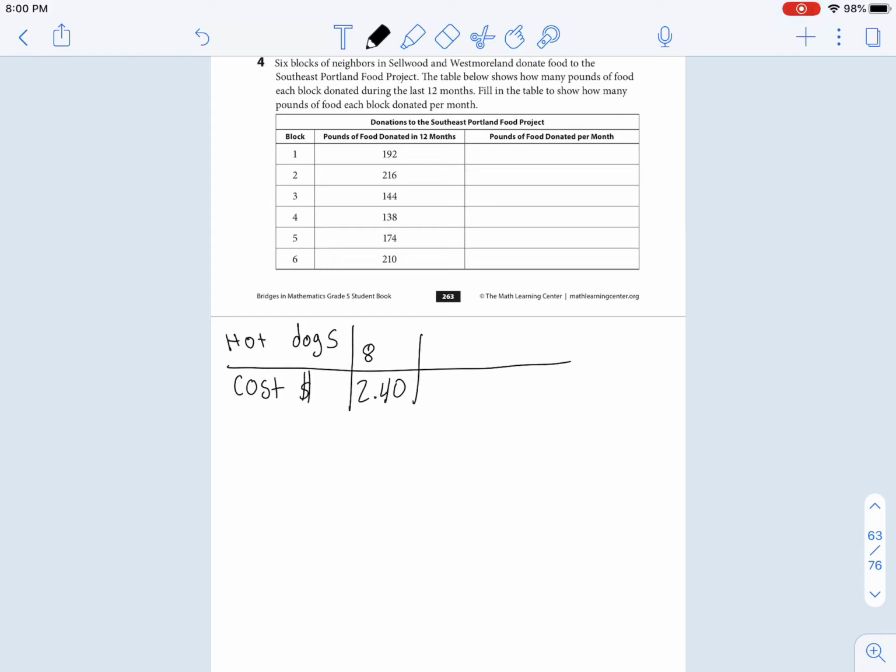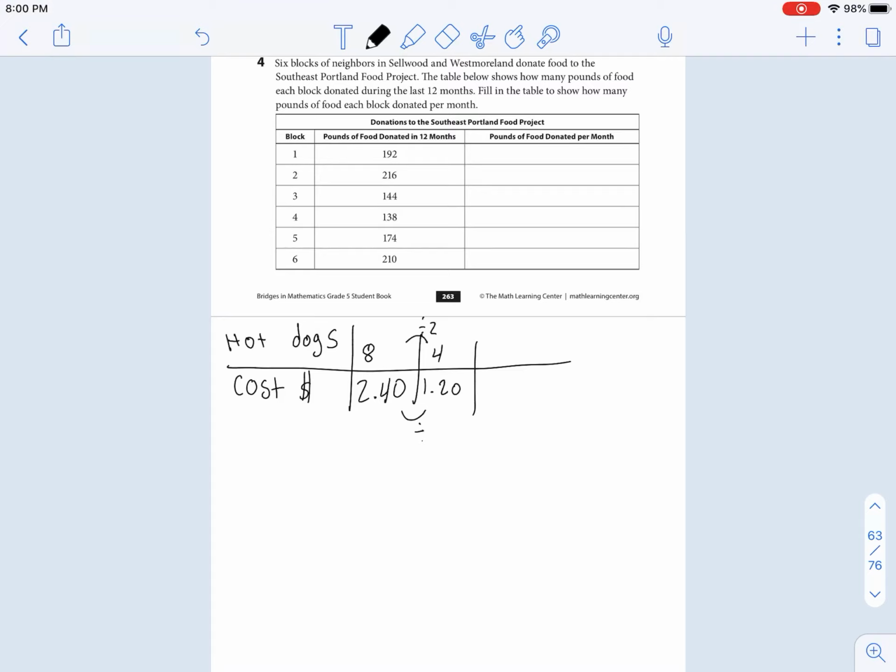So I'm going to set up my ratio table, and I'm going to get myself to one hot dog. I'm going to think to myself, how can I easily get to one hot dog? I know that 8 divided by 2 is 4. Remember, when we're using a ratio table, whatever you do to the top, you need to do to the bottom. So if we divide the top by 2, we need to divide the bottom by 2. So $2.40 divided by 2. I know that half of $2 is $1, and I know that half of 40 cents is 20 cents. So half of $2.40 is $1.20.